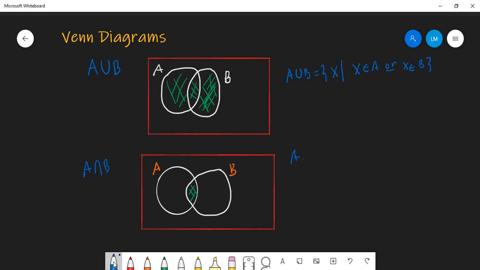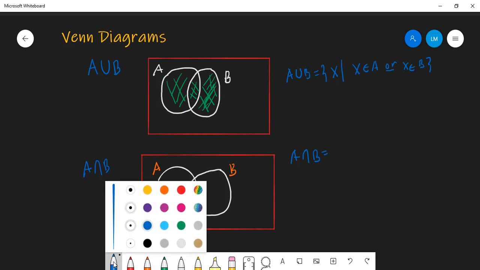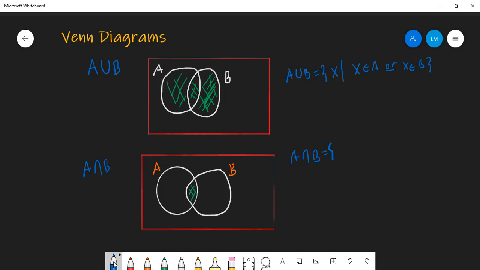So if we look at the intersection of the two events A and B, we have that that's going to be the set of X such that X is in A and that X is in B. Now these two essentially define how the sets will be. So we have that this was our union, and this over here is our intersection.